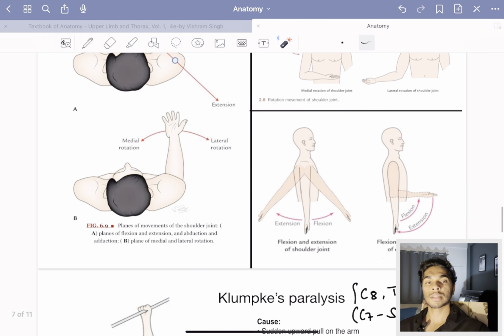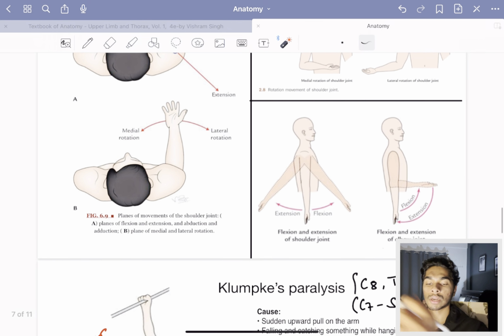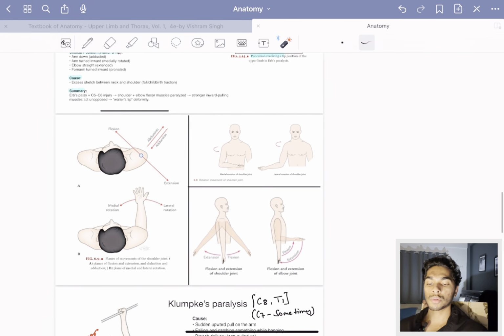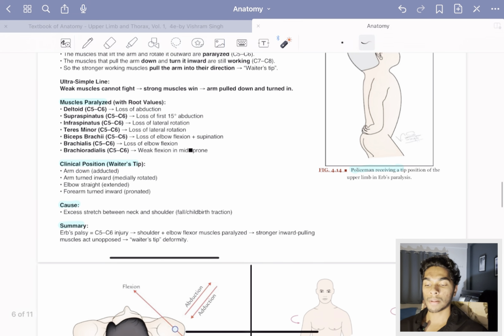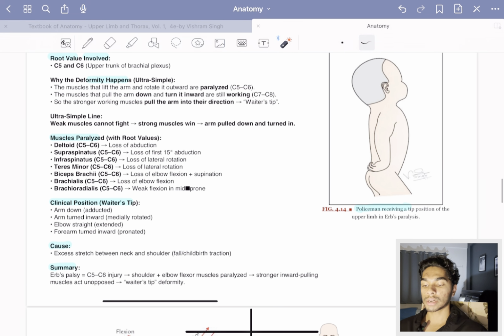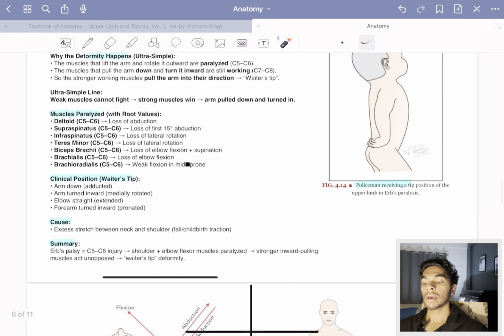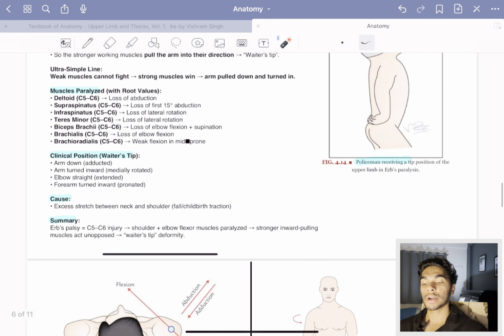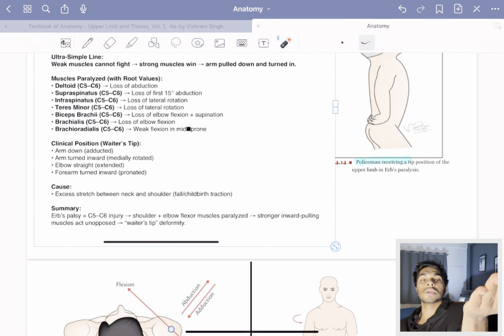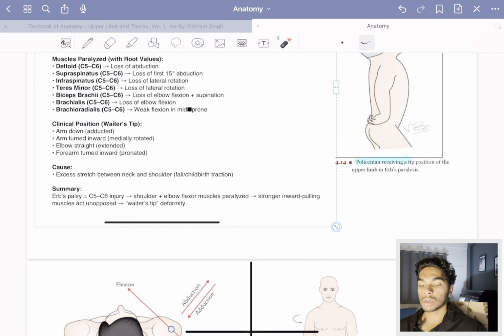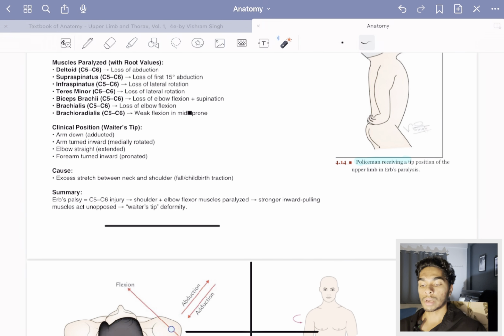And flexion is like this. Extension is making it straight. So these are the positions. Go through the positions once. So this is how the arm is adducted. Basically, arm adducted, arm turned inward, medially rotated, inward rotation. Elbow is extended, and forearm turned inward, so pronated. This is pronation, this is supination. So that's all. You have seen the cause, and that's the summary.